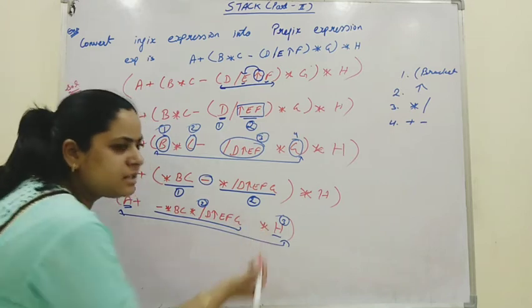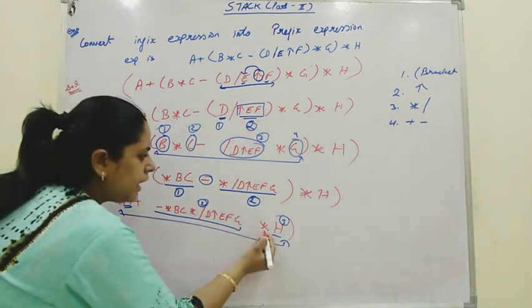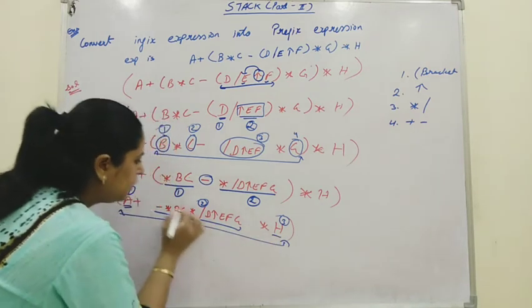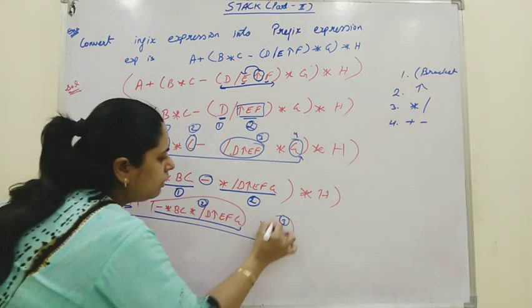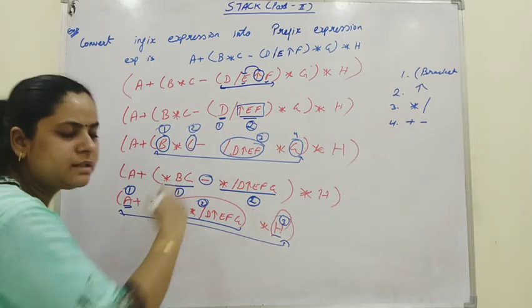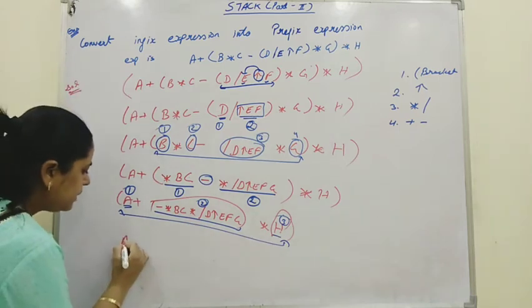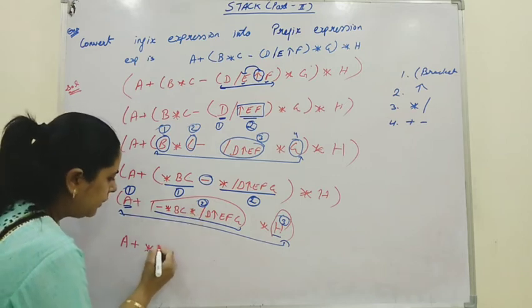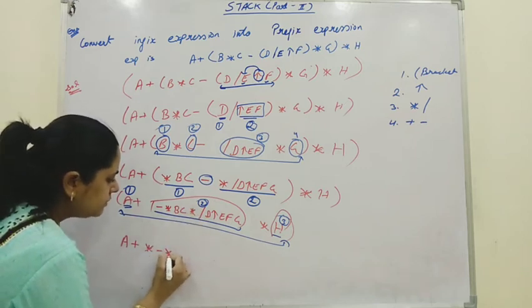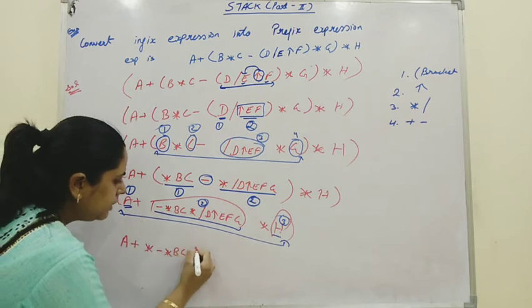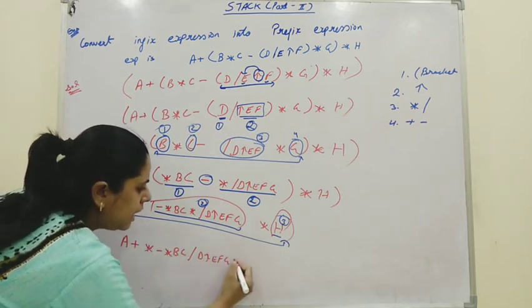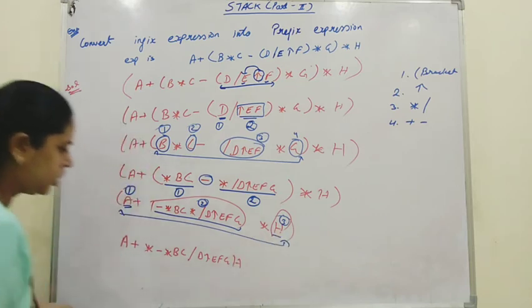So it is placed before the operand. Asterisk is working on which two operands? Operand 2 and operand 3. This is operand 2 and operand 3. So we will place asterisk before that. That means A plus asterisk. Now we will copy second operand: minus asterisk BC slash D exponent EFG, and we will copy third operand H.